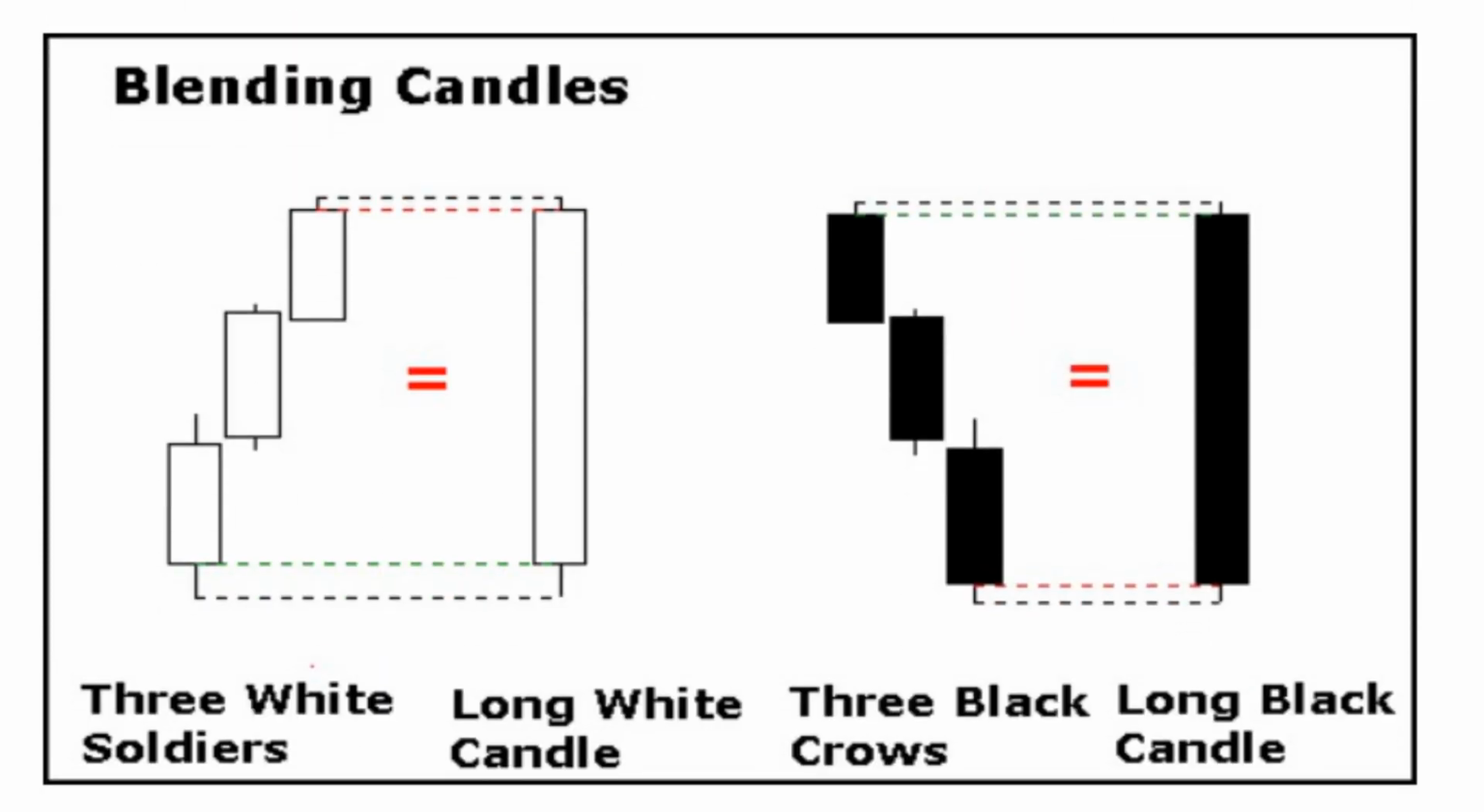More than 2 candlesticks can be blended using the same guidelines: open from the first, close from the last and high/low of the pattern. Blending 3 white soldiers creates a long white candlestick and blending 3 black crows creates a long black candlestick.